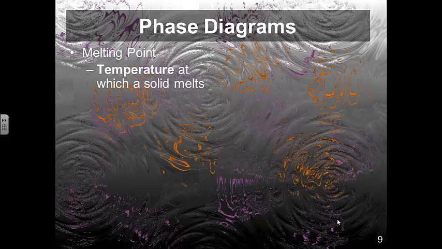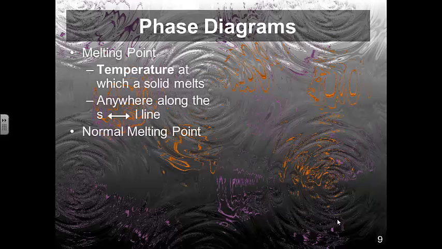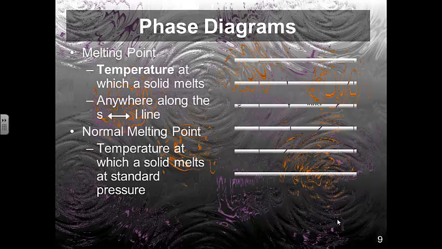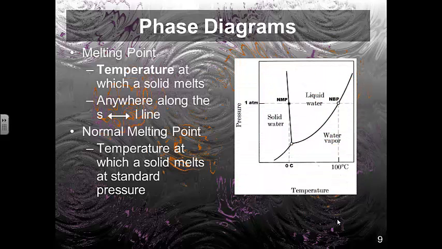The melting point, as a reminder, is the temperature at which a solid melts. This can be anywhere on the solid-liquid line. The normal melting point is the temperature at which a solid melts at standard pressure. So when you look at the graph, standard pressure corresponds to 0 degrees C for water. But if you had a different pressure, you would have a different melting point. You'd have a different temperature there.